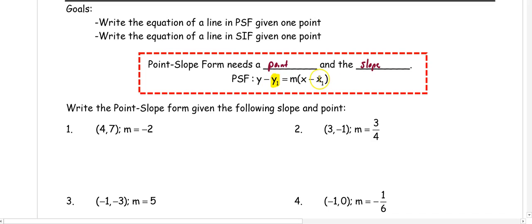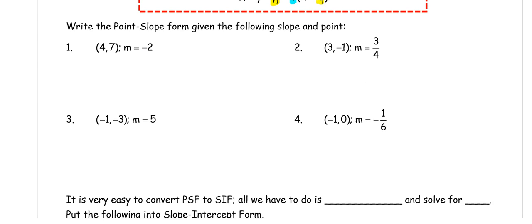We're always going to put our point into the equation as x1 and y1. We always use the opposite sign than the point has. And our m, which is our slope, always goes in front of the parentheses. So in number 1, we have the point (4, 7) and a slope of -2. When we substitute, we would have y minus 7 equals -2 times parentheses x minus 4. Notice that x and y were positive numbers, so when we substitute in, they became negative signs. The slope, however, always keeps the sign that it originally had.